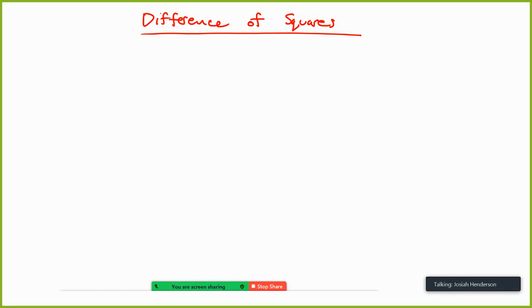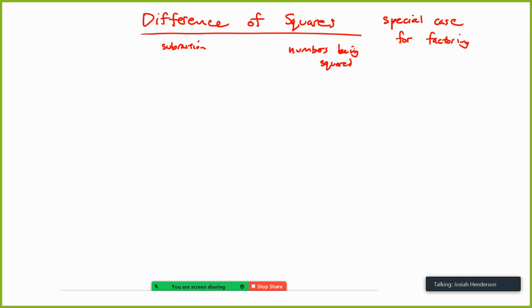So this is a special case for factoring a polynomial. Think about it as our special case for factoring. So let's look at the name, difference of squares. Difference means subtraction. And squares, what we're referring to are numbers that are being squared. And you remember what squared means. It's a number times itself. So this means subtraction of numbers being squared.